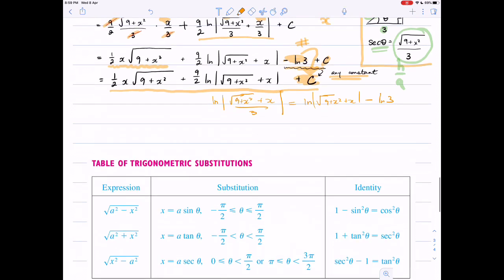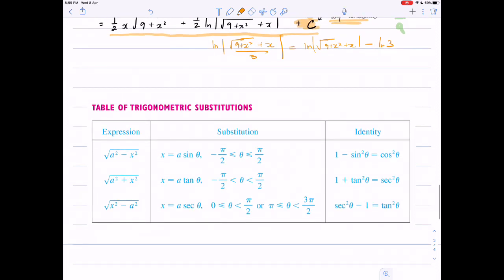Now, let's do a summary here, a summary of those substitutions that we have seen. So our very first integral in the previous video had the form of a squared minus x squared. We substituted x is equal to a sine theta. Why? Because it led us towards this identity. The second example that we did at the beginning of this video had the form a squared plus x squared. We substituted x is a tan theta, and it led us towards this identity.